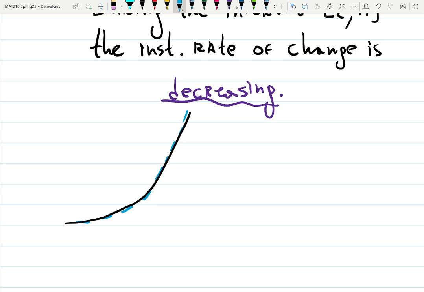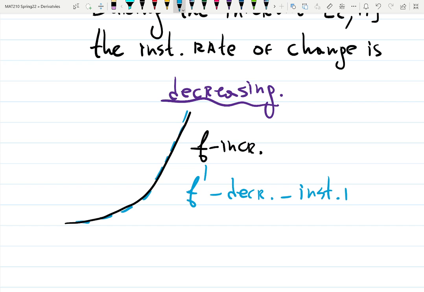Oh, does this make sense? This is the hard thing to explain, so I would like you not to lose points in a test for questions like this. This is the only exam where we ask these questions. The average, let me, again, let's see. F of x is increasing, but f prime is decreasing, and f prime is instantaneous rate of, oh no, not in this case.